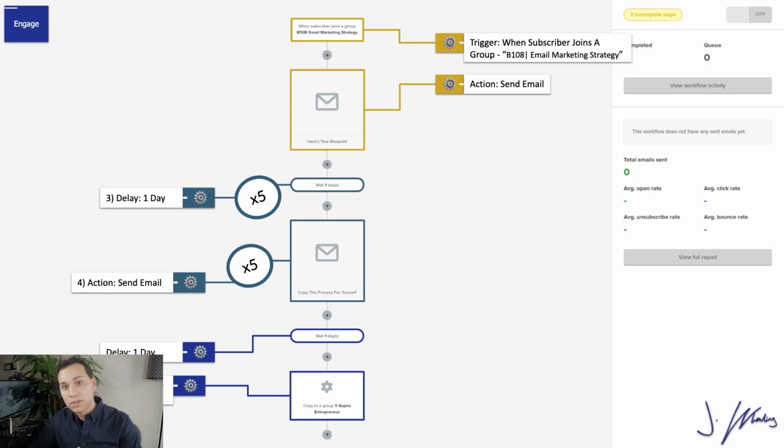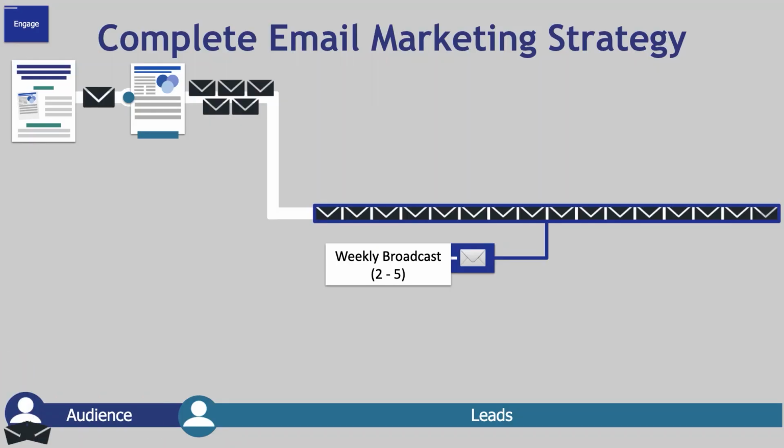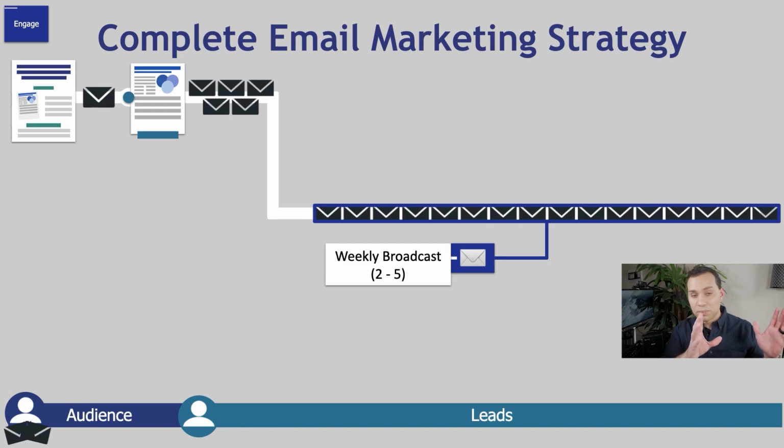Now, what you're looking at here, we are good to go. So if we go back over to our diagram, you'll see we've already gone through the lead generation process, and now we've dropped people in with that last automation into our broadcast list, where we're sending anywhere from 2 to 5 emails a week. This is just going to depend upon your niche and industry. I wish I could give you a hard and fast rule, but there really isn't one.